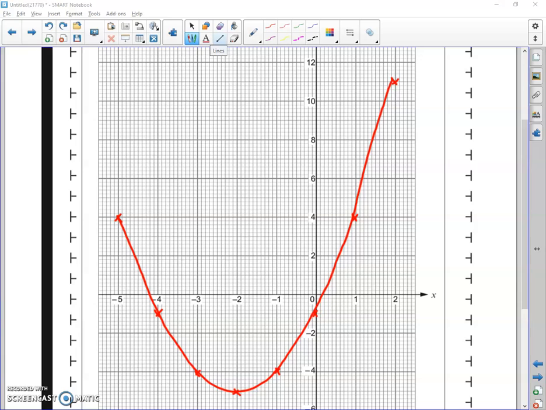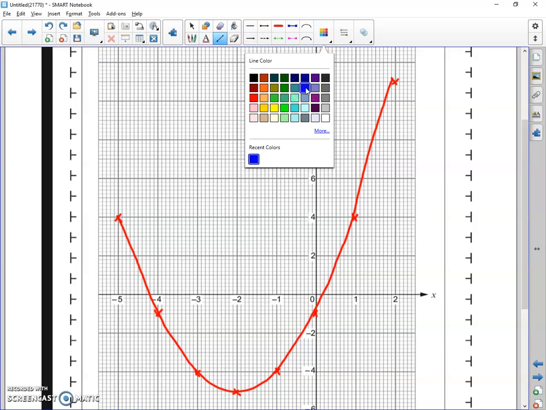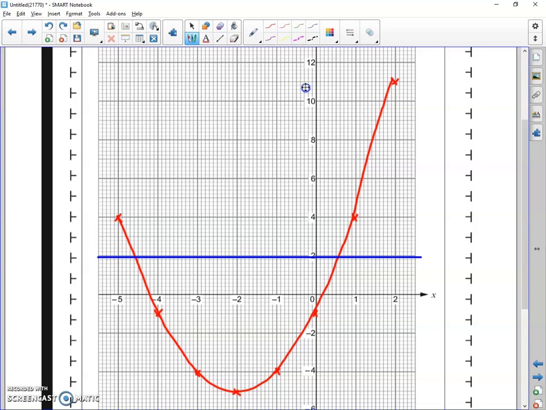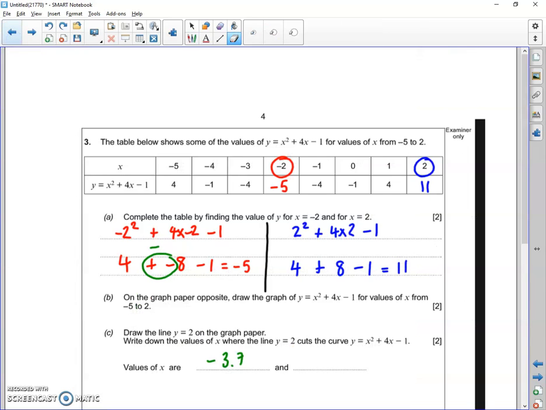The second part of this question then asks us to draw the line y equals 2 and write down the points where it intersects or cuts the curve. So if we put a line across through 2, so this is y equals 2, then all you've got to do from the points of intersection is read down and take the values off. So it looks like we've got minus 4.6 and about 0.5 or 0.6 there. So go back a page. So minus 4.6 and 0.6. Question done.